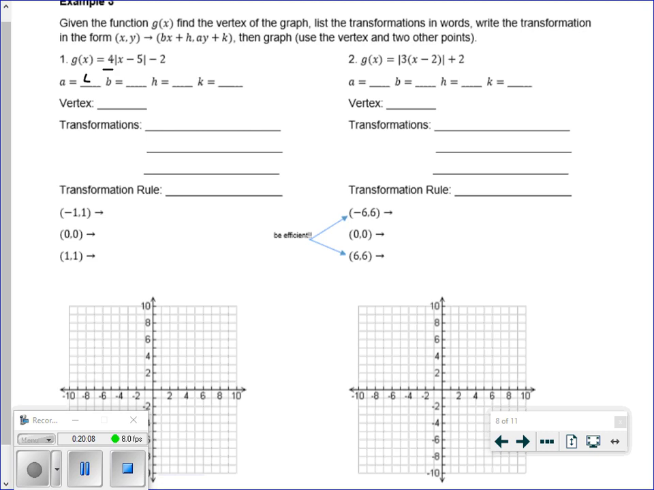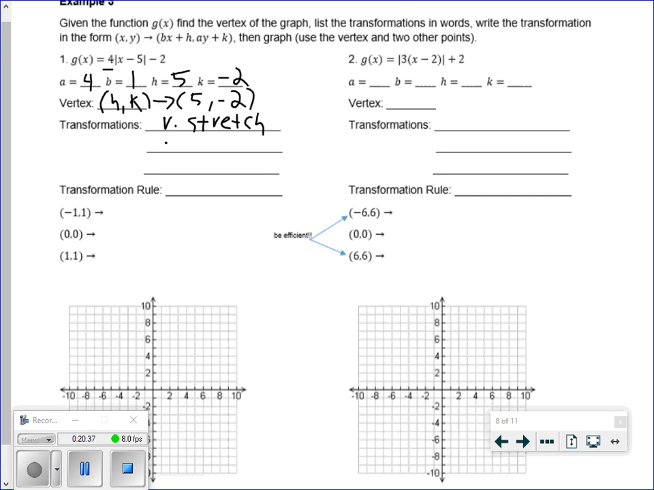So here we see our a is 4. We don't have a b, so it's 1. Our h is a positive 5. And our k is negative 2. Remember our vertex, we just talked about that, it's (h, k). So it's (5, -2). And our transformations are going to come from our parameters a, b, h, and k. Our a is 4, so we have a vertical stretch.